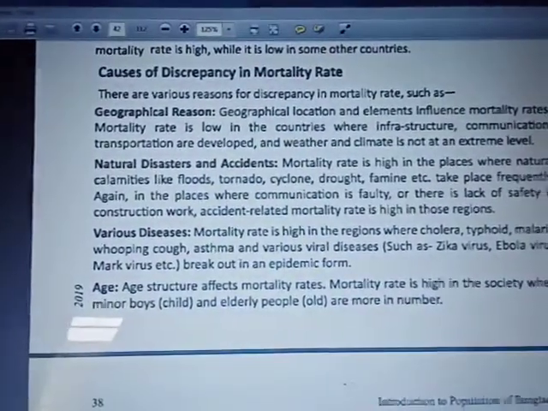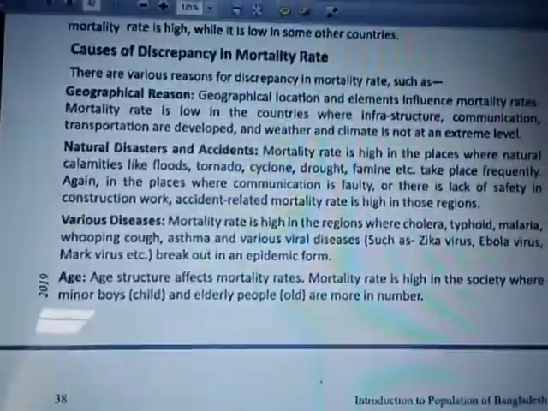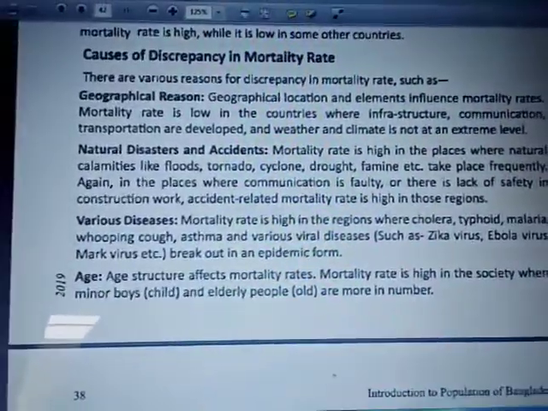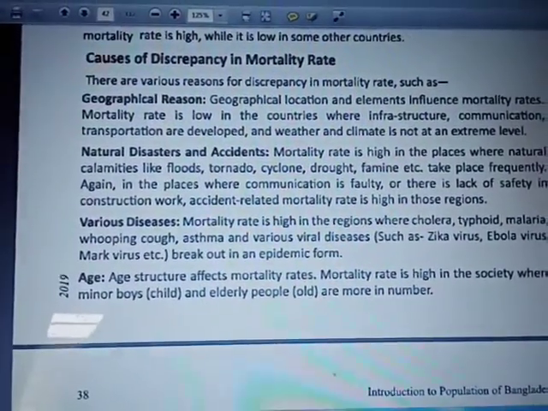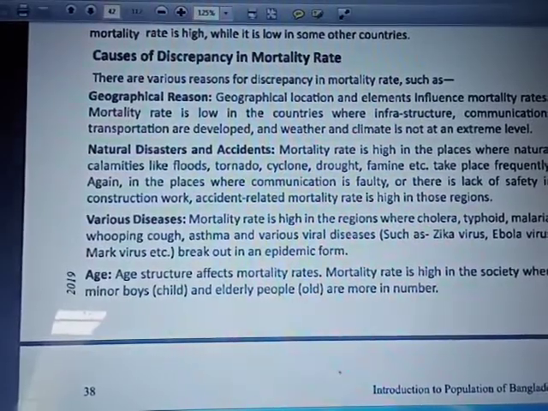Age structure affects mortality rate. Mortality rate is high in the society where minor boys and elderly people are more in number. Age is one of the factors to increase mortality rate.